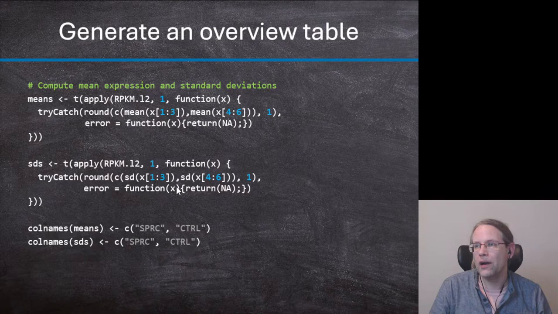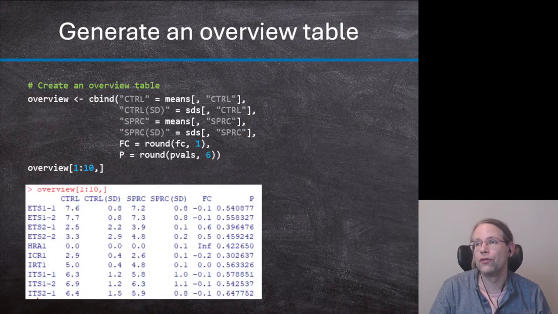Anyway, so we have now the means, we have our standard deviations, we have our p-values, we have our fold change. So now we can make an overview table, right? So I'm just going to say, well, I'm going to make an overview table. So we're going to cbind, column-bind everything together. So I'm first going to want to have the controls, then the standard deviation of the controls, the SPRC samples, standard deviation of the SPRC samples, the fold change, and then the p-value.